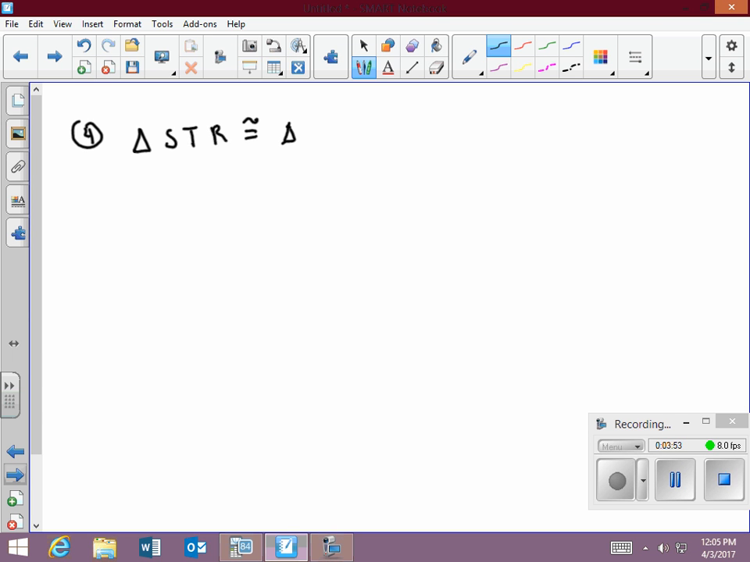then the vertex S would correspond to the vertex E. So then you would do E, and then T and G would correspond, so it would be E, G, F. And you have to write it correctly, vertex by vertex in correspondence. And that's all the point of that problem is.